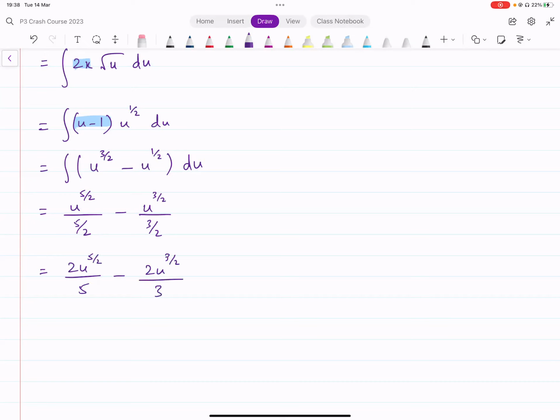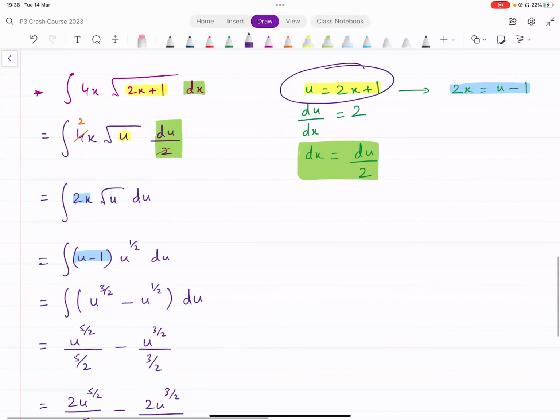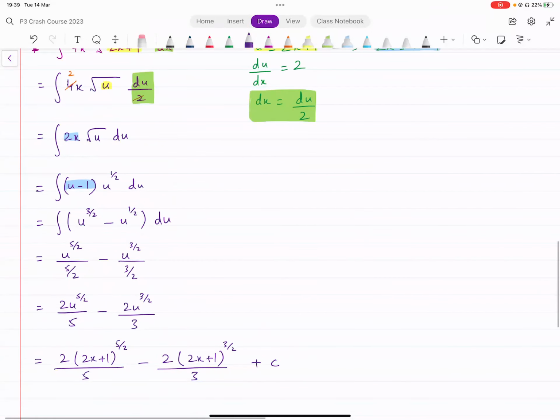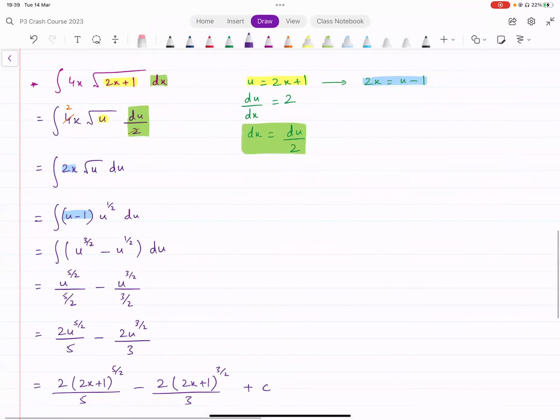Okay, but now this is something in terms of u. You convert it to something in terms of x instead. So put that substitution back. U was equal to 2x plus 1. You replace u with 2x plus 1, and that gives you the final integral. 2 into 2x plus 1 whole raised to power 5 over 2 divided by 5 minus 2 into 2x plus 1 whole raised to power 3 over 2 divided by 3 plus c. That is what the integral is. All right, so this is how we use this substitution. Make sense? So that's the idea of integration by substitution.